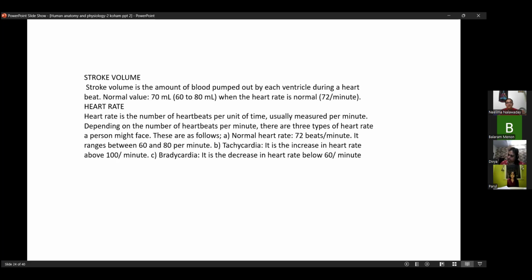Now, tachycardia is the term used for increased heart rate above 100 per minute. Bradycardia is decreased heart rate below 60 per minute.